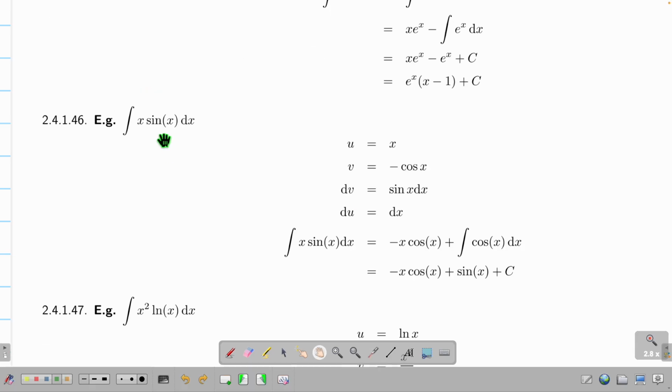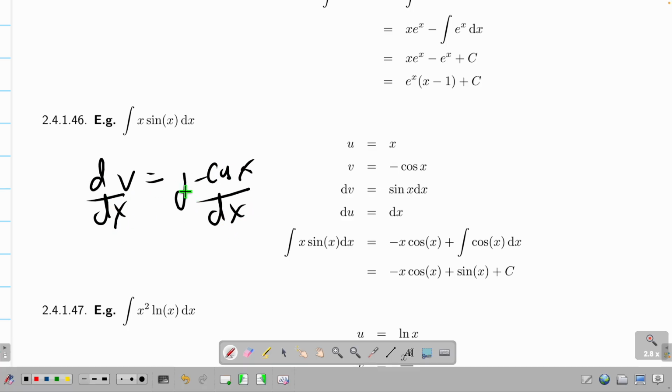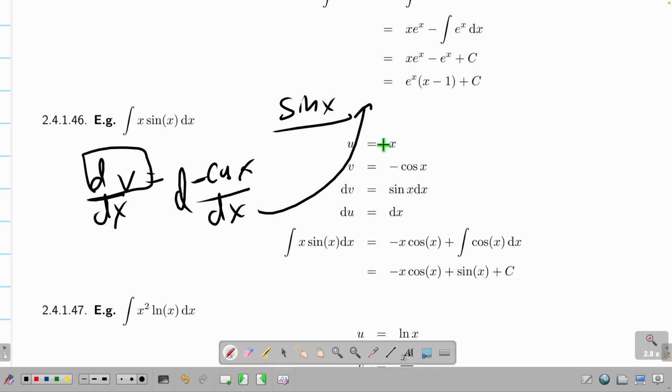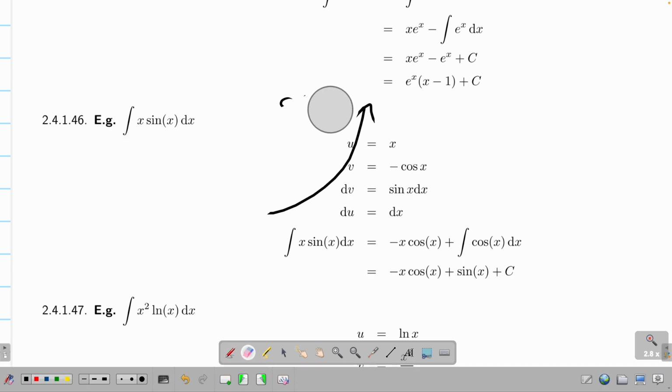So this is another example. I have x sin x dx. You can say u is x. And here's the tricky part: v is negative cosine. Oh my gosh, why? Because if my v is negative cosine, then the derivative of cosine is negative sine, and the negative and this negative cancel out, so you have a positive. Therefore dv is this thing, dx. This is the hard part. Finding u and v is the hard part in integration by parts. So sin x dx is dv.